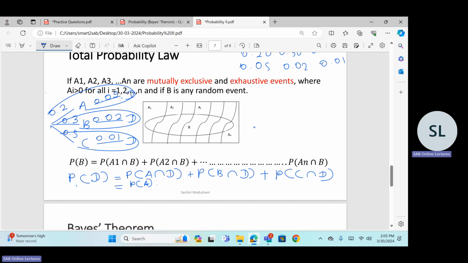Understood? What's the first event now? A. Second event is D. Then how to write it? Understood? That 5% we indicate this way. It's clear? Using the conditional.